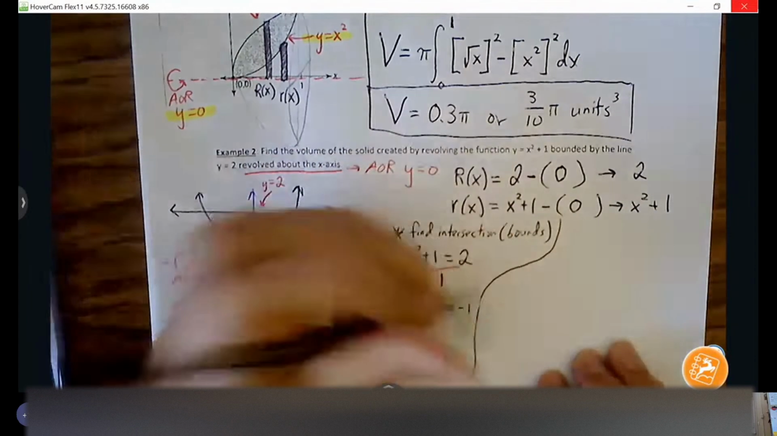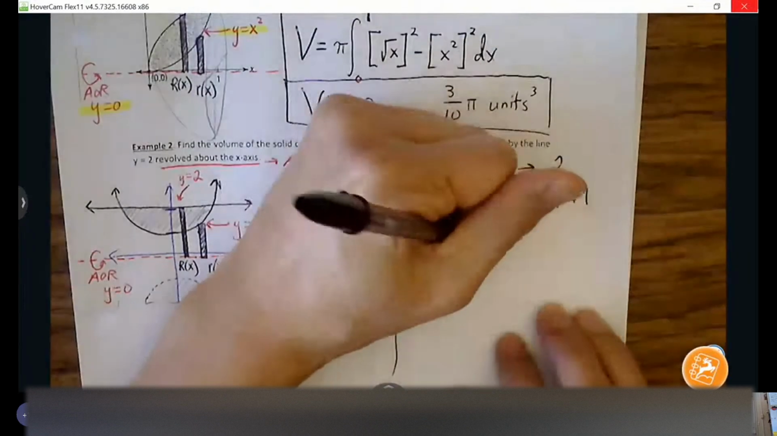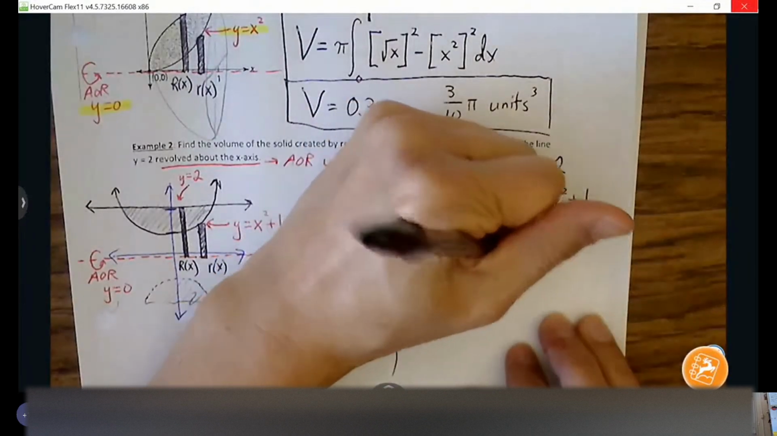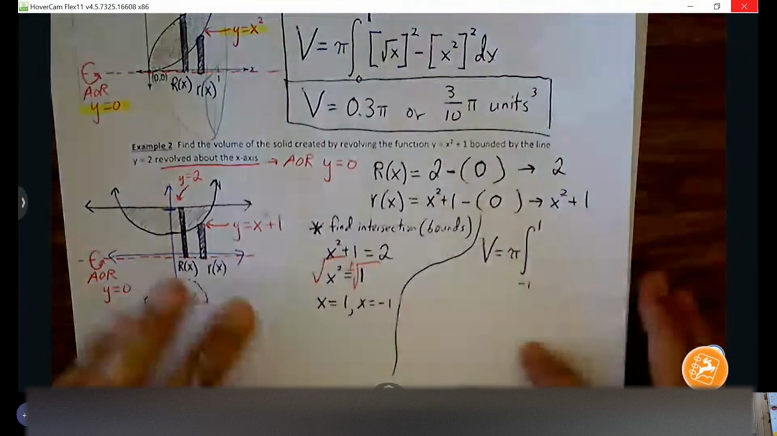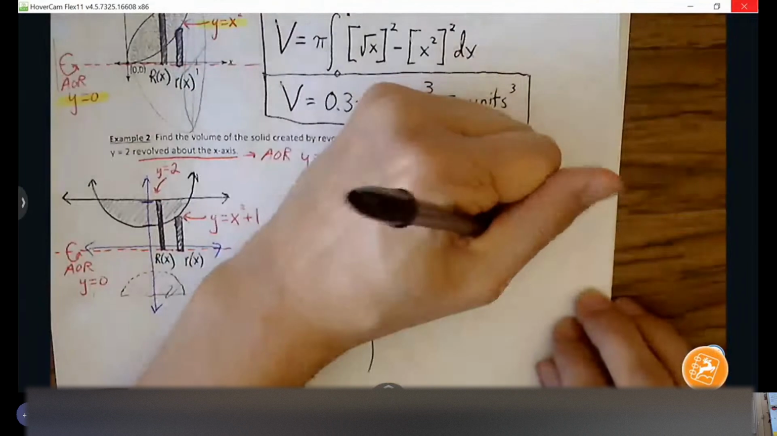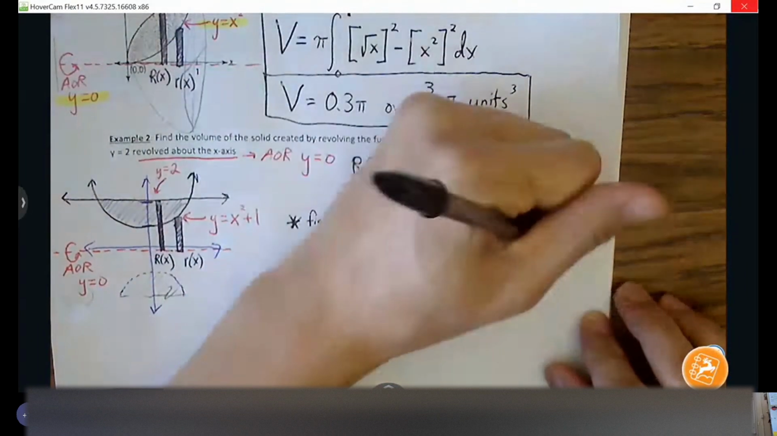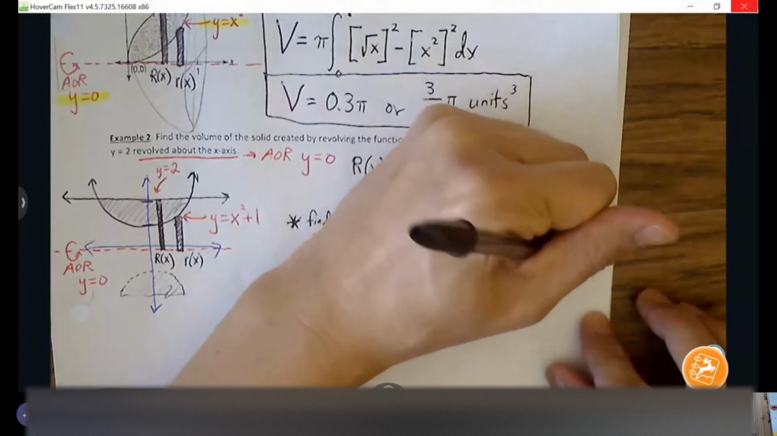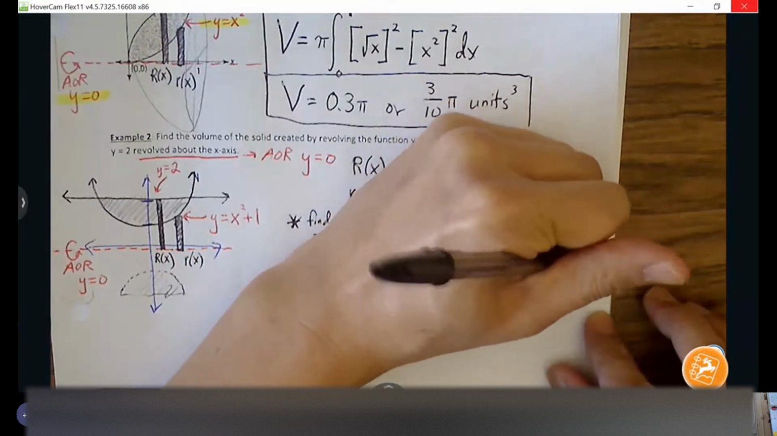All right, I think we have enough to build our volume formula here. So V equals pi, definite integral from -1 to 1. Make sure that you're squaring your radius separate from each other. So big R quantity squared minus little r quantity squared dx.